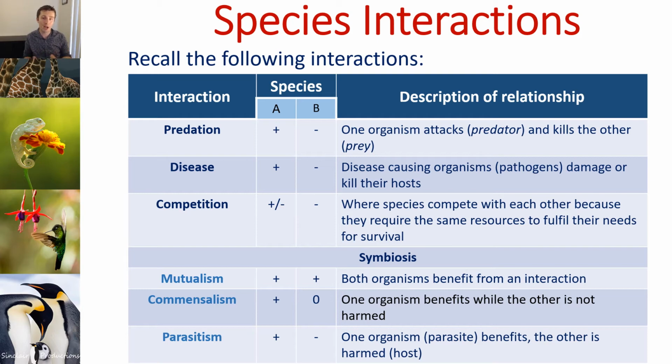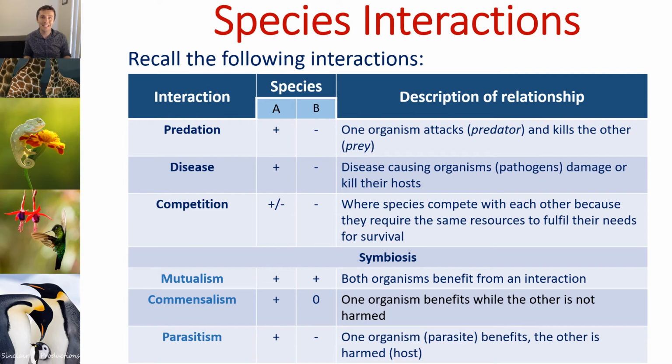Obviously, we've got predation, so one organism attacks, which we call the predator, and kills the other, which is the prey. So we can classify or group organisms as predators or prey. That's one way we can classify. Disease: disease-causing organisms, pathogens, can damage and kill their host. So we can separate and classify those organisms which cause disease, group them as pathogens, and look at their different hosts and classify that way. Competition, where species compete with each other because they require the same resources to fulfill their needs for survival. So we can look at different types of competition and how that may impact different organisms. Again, looking at some of those traits and interactions to help with classification.